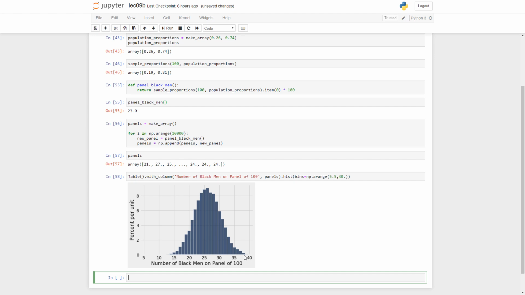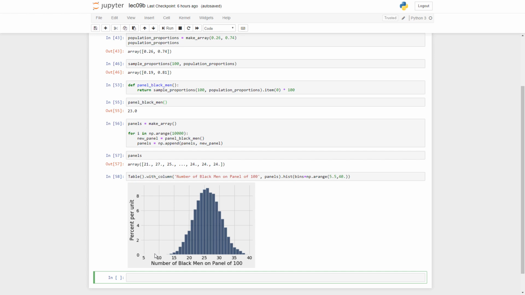Now the next step is to compare this distribution with the observed value. What is the observed value? Remember, the observed value was the number of black men in the actual jury panel. What was it? It was 8. So the value of the statistic from the data is 8, and the values of the statistic from the simulation are that distribution. Now, where is 8 here? 8 is somewhere here, right? So this is 8, the value of the statistic from the data.